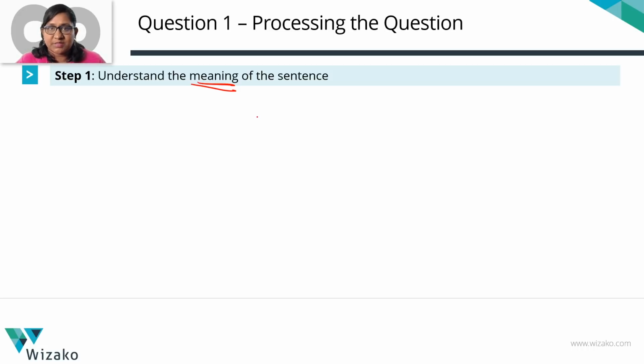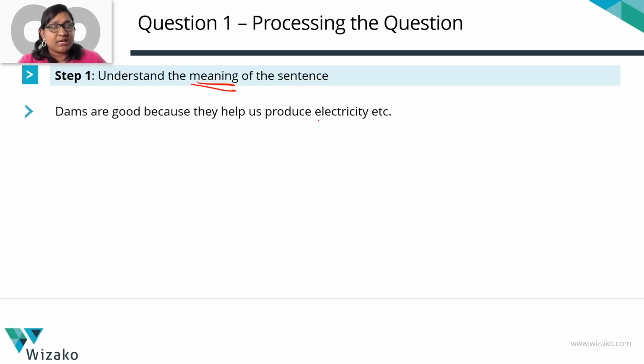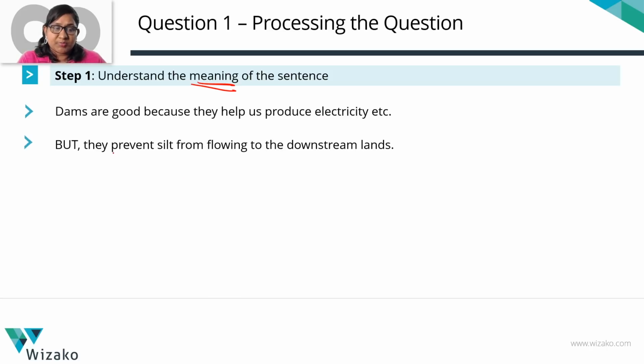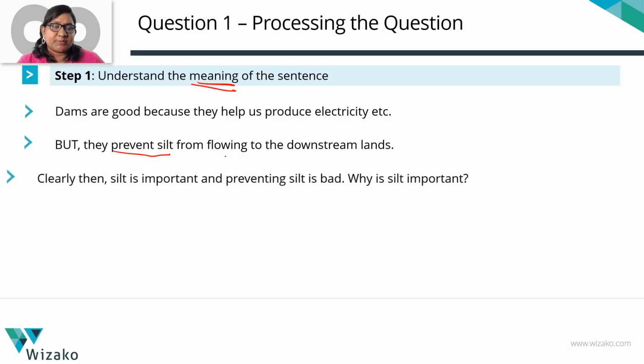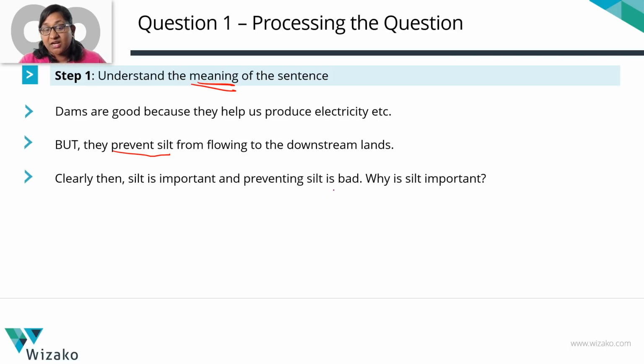We're talking about dams, and we're saying that dams are good because they produce electricity, etc. So some advantages of having dams are given to you there. But how does the sentence start? It starts by saying "while dams help us," which basically means we've used a "while." It means you're introducing a contrast, and that's what the second half of the sentence does. Dams are not always good. They also prevent silt from flowing to the downstream lands, which clearly means that preventing silt from flowing is not a good thing. So why is silt important?